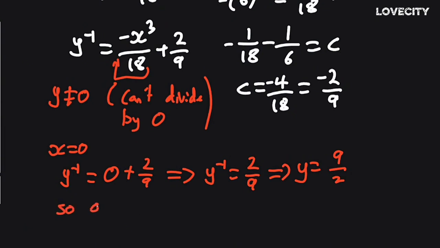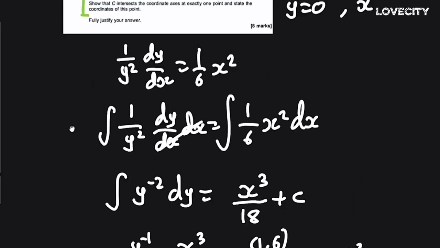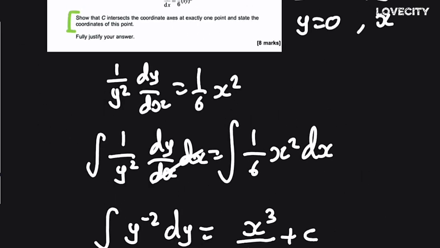So, only one intersection at 0, 9 over 2. So not too bad. This is why it's not higher up on the list. The main thing is understanding what this means, what the one intersection with the coordinate axes means, not just the x-axis, which a lot of people would go into the trap of doing, but the coordinate axes, so the y-axis or the x-axis.